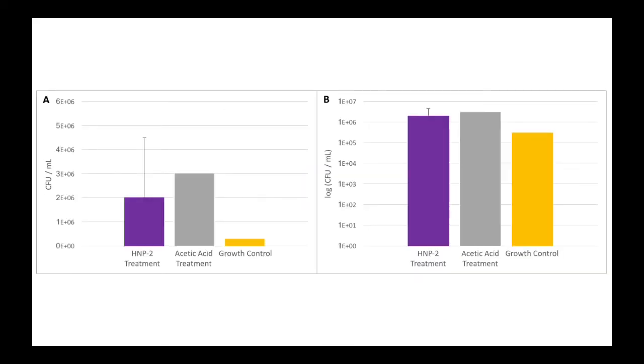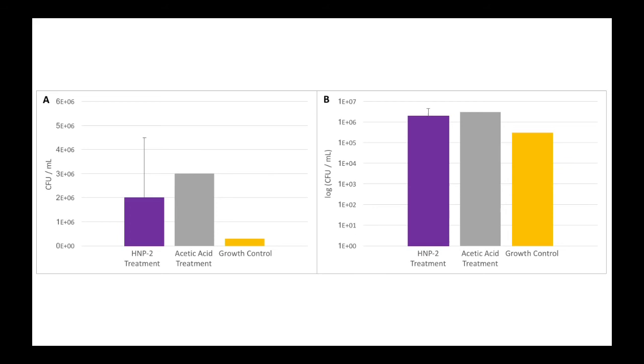These graphs show the colony count results from the end of the 2-hour treatment interval for the biofilm disruption trials. Purple bars represent the AMP treatment, gray bars represent the acetic acid control, and yellow bars represent the growth control. Part A on the left shows the untransformed data, but because it was not normally distributed, Part B shows the log transformation, in which there is no significant difference between the AMP treatment and the controls.